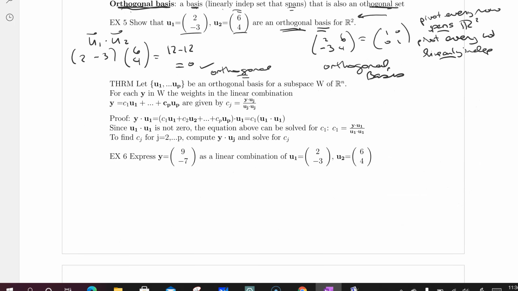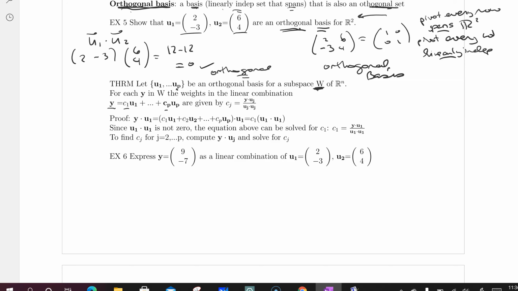So let's look at what we have here. If I have this set that's an orthogonal basis for some subspace W of Rn, not all of Rn necessarily, so it's only P vectors. So if I have some subspace W that has this as a basis, now I'm going to show you a different way to find the constants in front of the basis vectors using the dot product. So let me just give you a bit of a proof here.